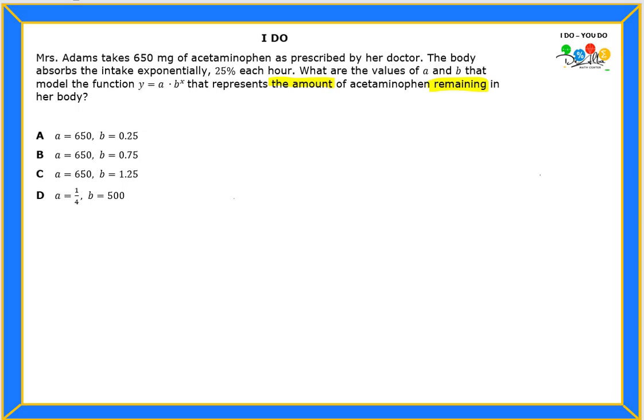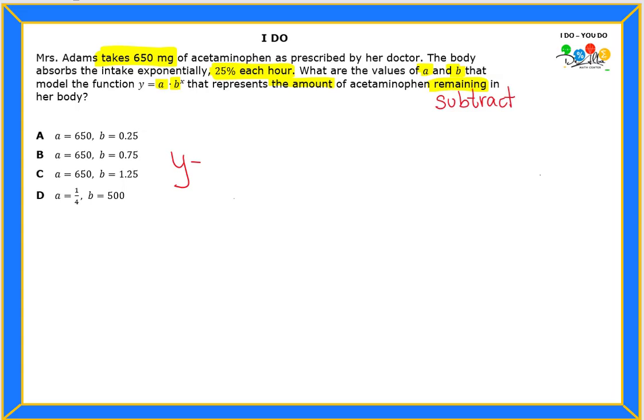Very good. So let me write it down over here, just so that I don't forget that somehow I am going to be subtracting something. Now, what do I know? Well, we know that Mrs. Adams takes this much of that medicine, 650 milligrams. And then it says that the body absorbs 25% each hour. So the question here is what are going to be A and B represented in my exponential function. So let's write down the exponential function here.